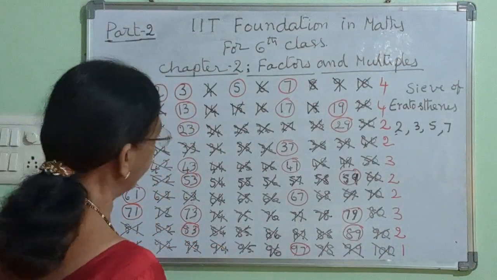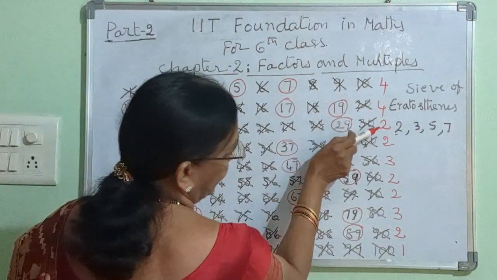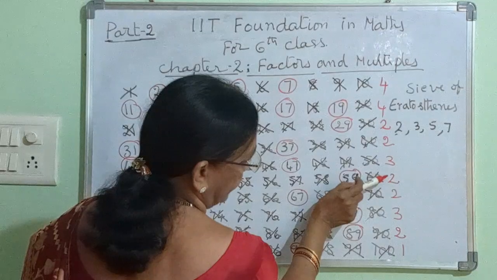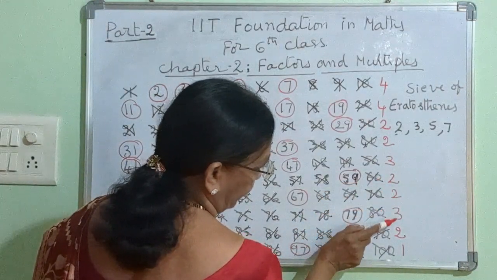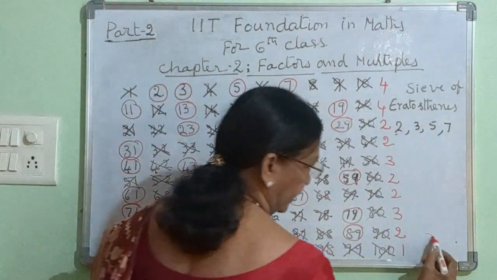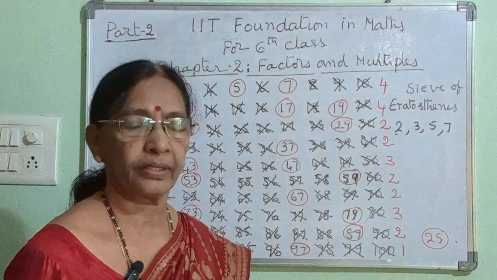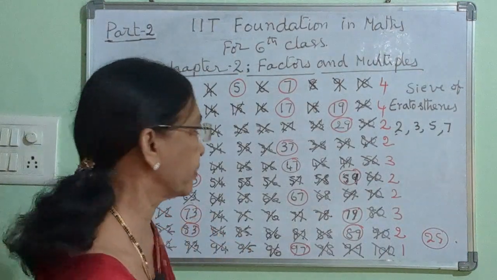Thus, the total prime numbers between 1 and 100 are 4 plus 4, 8, 8 plus 2, 10, 12, 13, 14, 15, 16, 17, 18, 19, 20, 21, 22, 23, 24, 25. So, altogether there are 25 prime numbers less than 100, or between 1 and 100 there are 25 prime numbers.